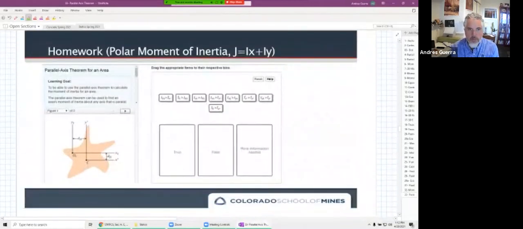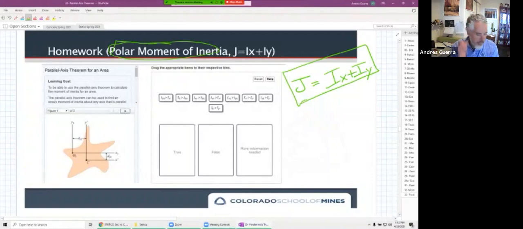You do have a homework problem that talks about the polar moment of inertia, J. If we can find Ix and Iy, we can find J, because J is simply Ix plus Iy. So all you need to write down is that J is equal to Ix plus Iy. That's really all we're going to talk about for the polar moment of inertia.